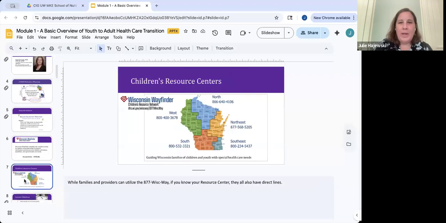So we always talk about that, and we always talk about the work that is done with our children's resource centers, which is where our Wisconsin Wayfinder is home. And so we have 5 different resource centers in the state of Wisconsin. Down in the Milwaukee area, you're part of our Southeast Resource Center. And here in Madison and Dane County area, we're part of the Southern or South Resource Center. So direct contact there for that resource center for each region.